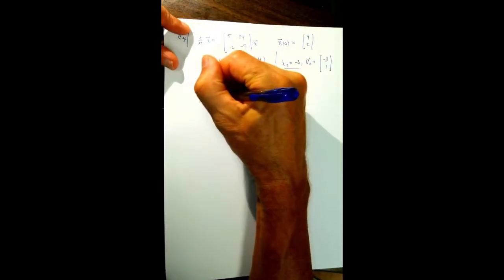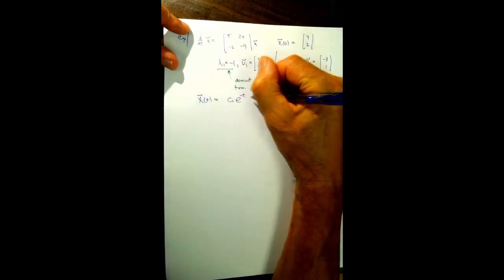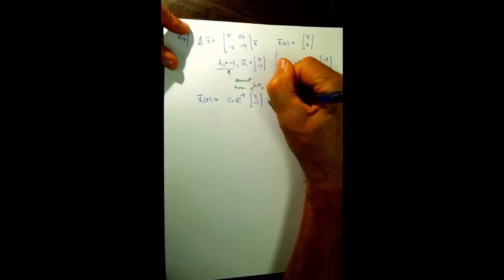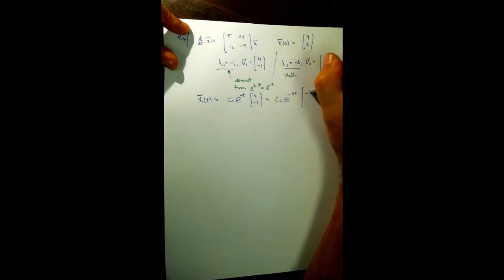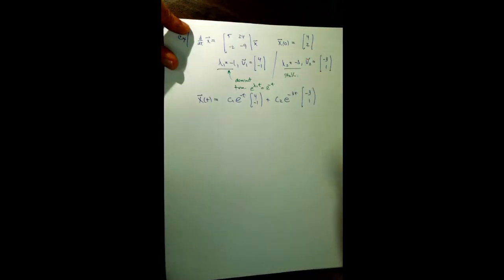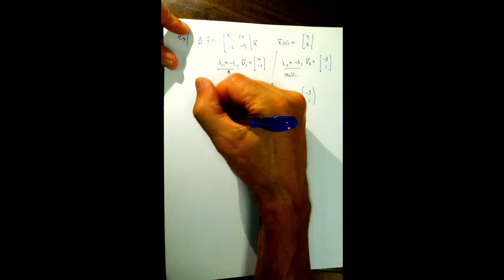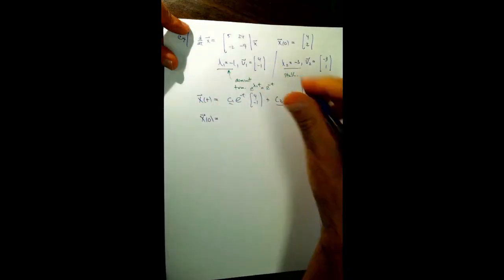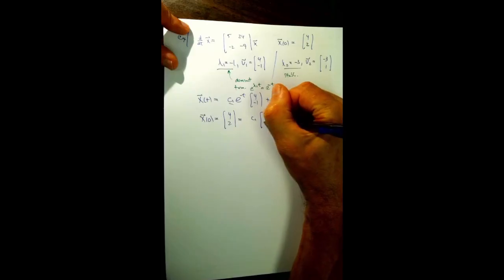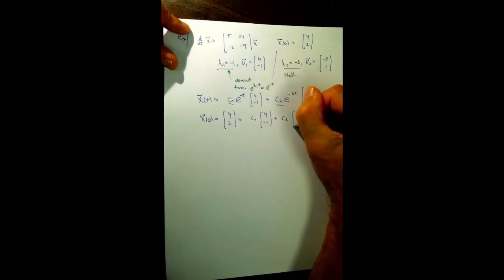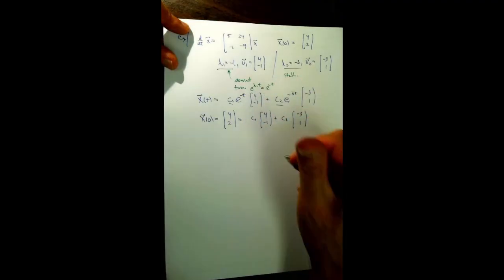Okay, so our solution then is going to be C1 e to the minus t times 4, minus 1 plus C2 e to the minus 3t, which is coming from there, times minus 3, 1. And now to find the values of C1 and C2, if I plug in t equals 0, I should get 4, 2. So that's going to be C1 times 4, minus 1 plus C2 times minus 3, 1, because e to the 0 is 1.